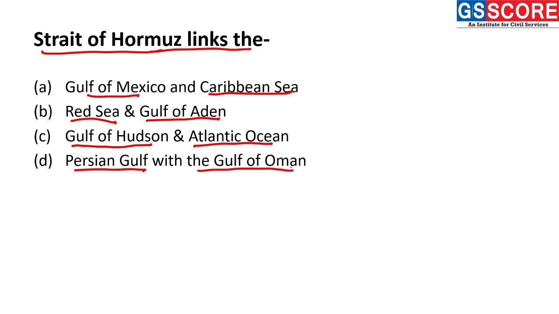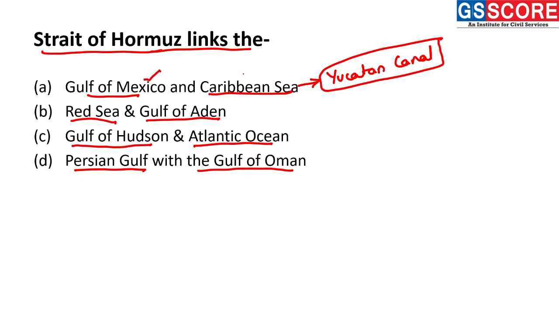Starting with option A, Gulf of Mexico and Caribbean Sea. Is this the Strait of Hormuz? No, this is not the Strait of Hormuz, but it can be called the Yucatan Channel. The Yucatan Channel is a strait connecting the Gulf of Mexico with the Caribbean Sea. It is located in the tropical region between Northern and Southern America.